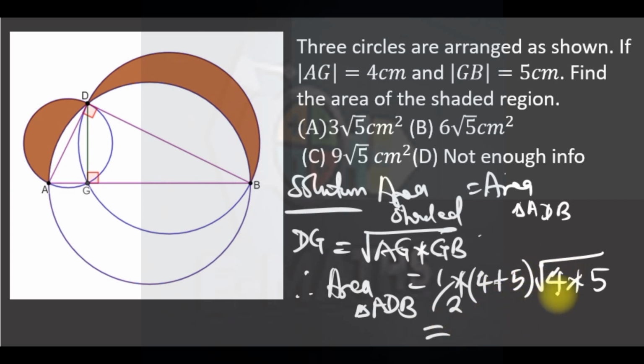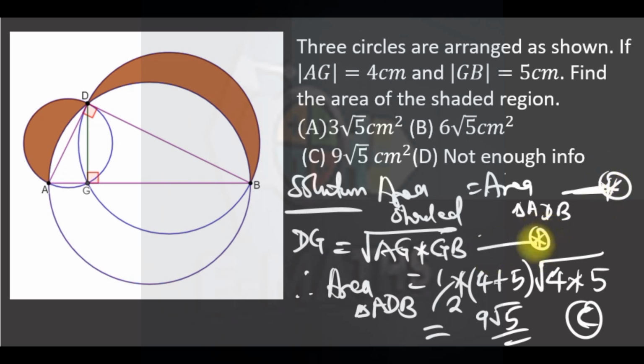The answer is the square root of 4, which is 2, times 9 over 2, so we have 9 root 5. So option C. So the key thing is this and this. So I'm going to prove these two. That was what made this solution simple.